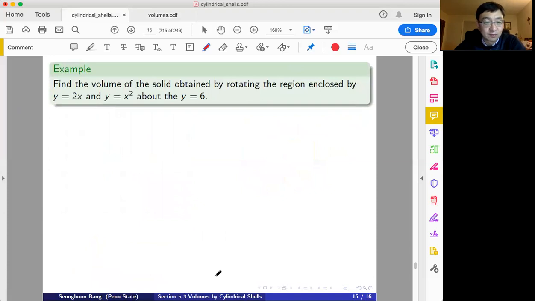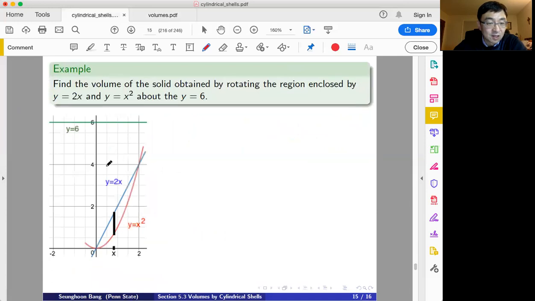So next one. We have the same curve, same line. Only difference is the rotating axis. Here, the rotating axis is a horizontal line. So what does it mean? You have to use the washer or disk method. How can you do the washer method? Same. You can choose x and make a segment. You have to rotate this segment about y equals 6. So what happens? We have a washer.